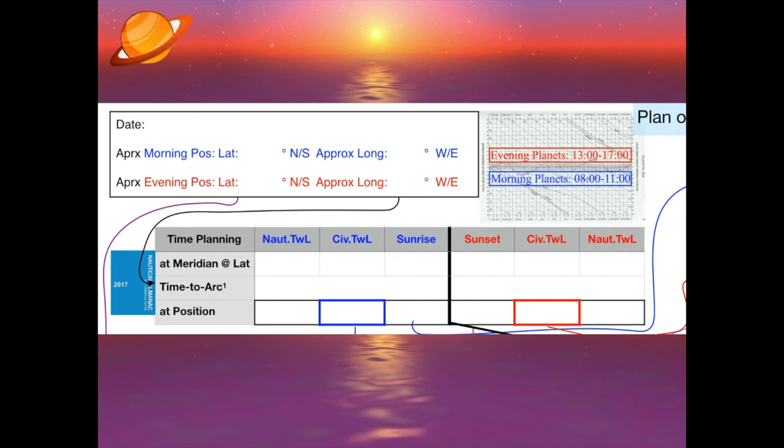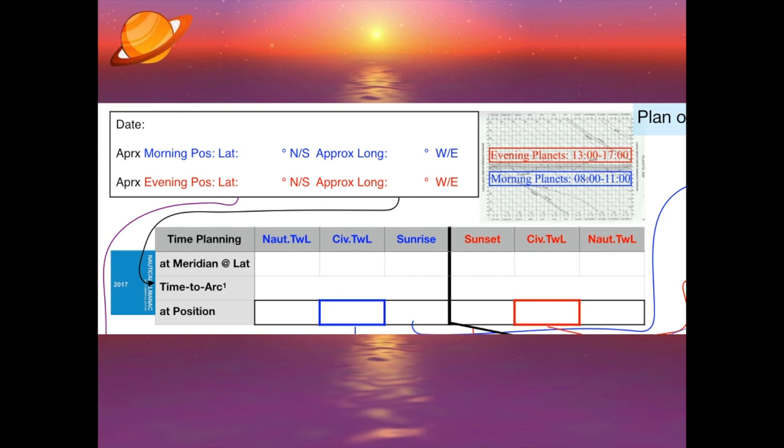So what you do is, these times are quite critical. So you plan for what the twilight will be at the meridian. Then you take the time to arc tables, which we used when we determined when it is noon at our longitude. Now we want to know when it is twilight and sunrise and sunset at our longitude. And in the bottom line, you write down the times of nautical, civil twilight, sunrise and sunset at our position. And these are the important things. So these are the times in UTC when we can plan to shoot the planets and stars.